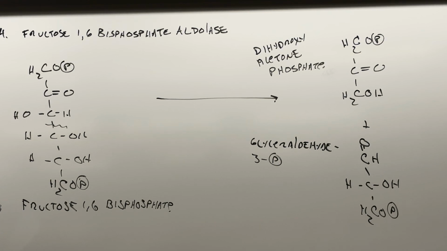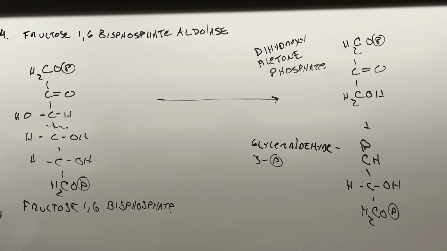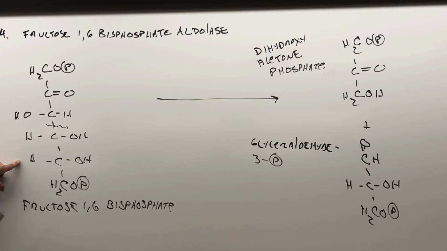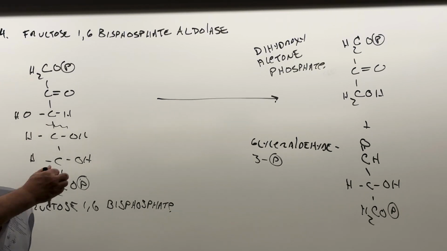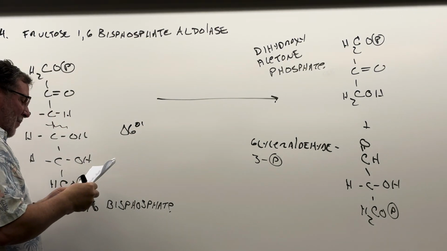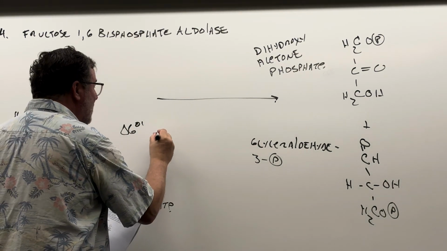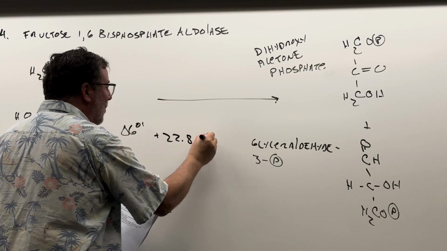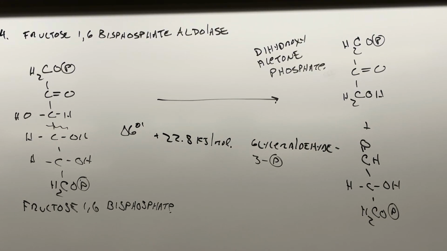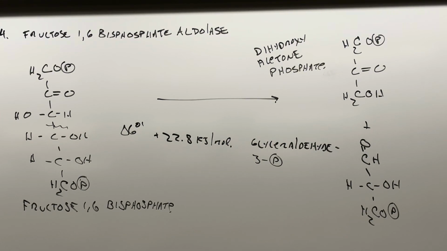All right, okay, so what else is going on here? Oh, so the delta G naught prime of this reaction is plus 22.8 kilojoules per mole. So is this reaction spontaneous? No, it's not spontaneous. It doesn't really want to go at all in the direction that we put it here.